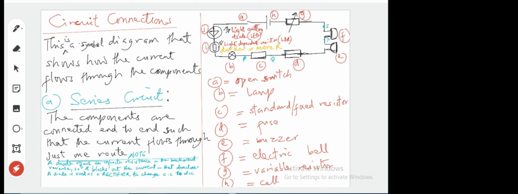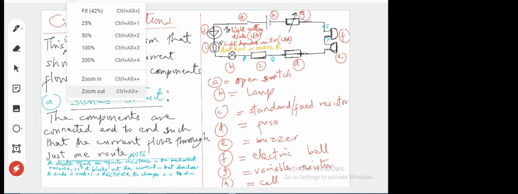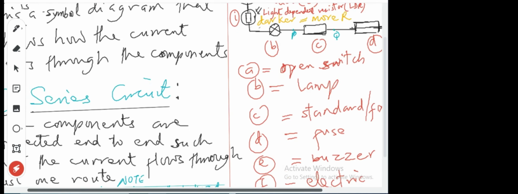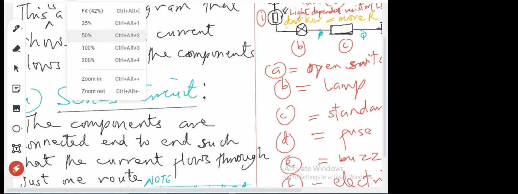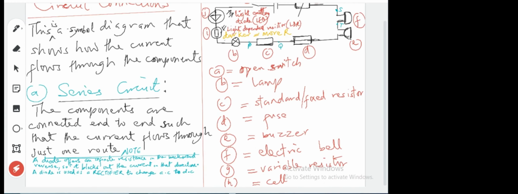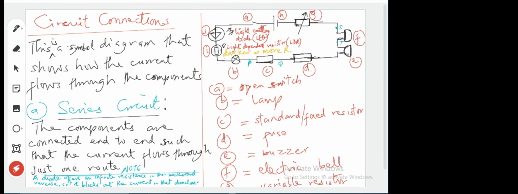In a series circuit, the components are connected end to end. This is not showing properly, so let me leave it the way it was. In a series circuit, the components are connected end to end, such that current flows through just one route. It has only one route to flow. In other words, when current starts from here, it cannot branch into any other route. It flows through this only one route to pass through all these components.